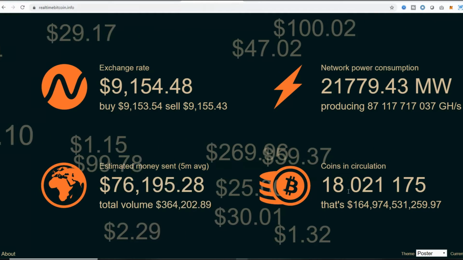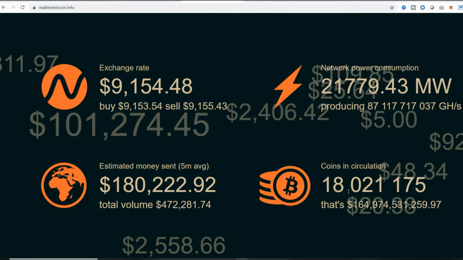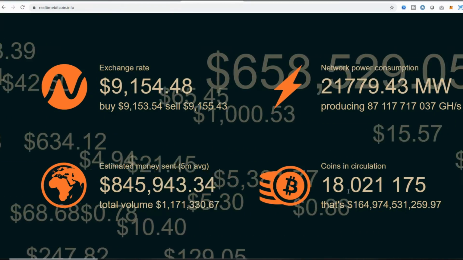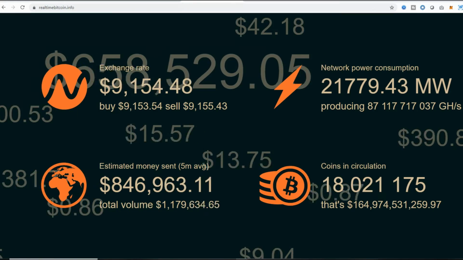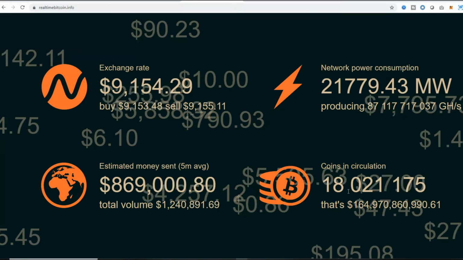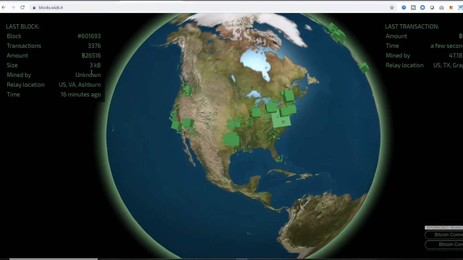Right now, there are 18,021,175, and that number grows by 12.5 approximately every 10 minutes, and will eventually reach the maximum, which will be 21 million. But we will not reach that number until the year 2140. This one is one of my personal favorites.